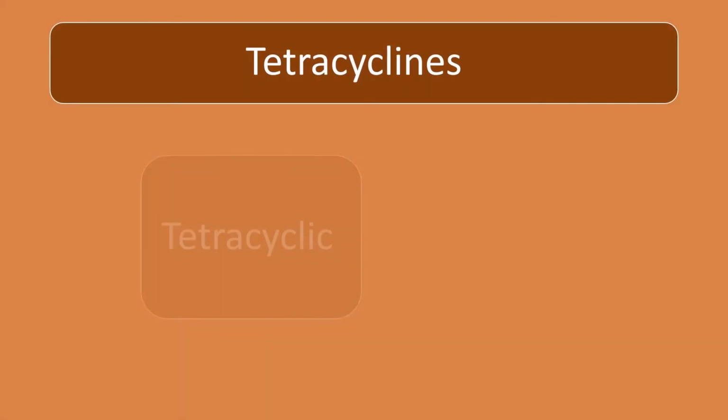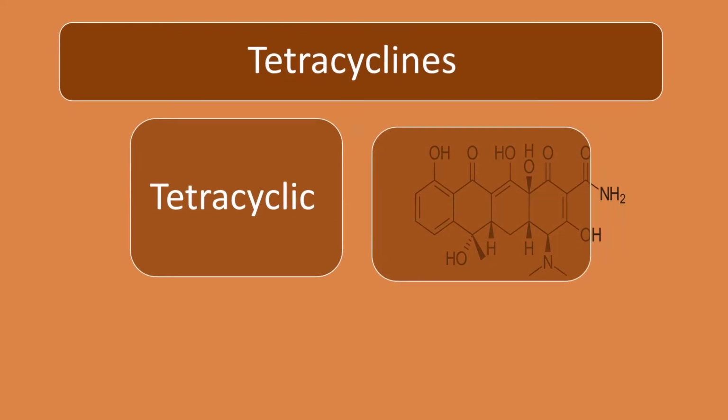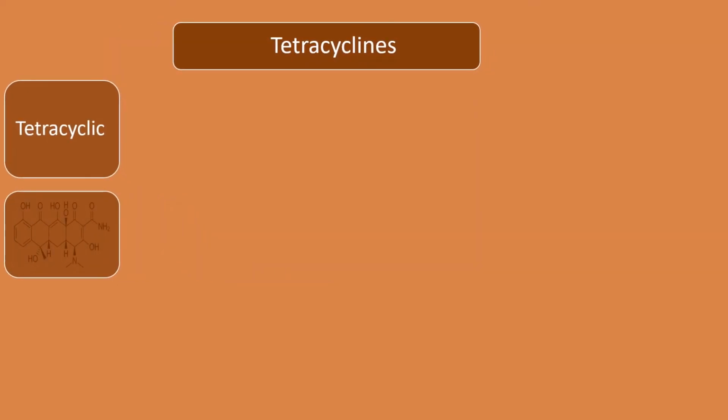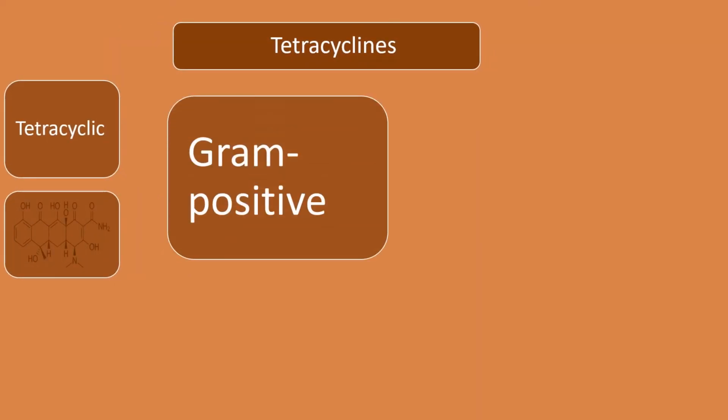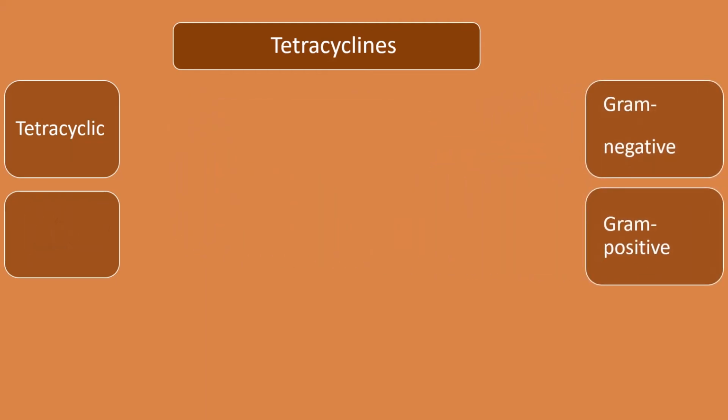Tetracyclines have 4 hydrocarbon rings. That's why they are called tetracyclines, because they have 4 hydrocarbon rings. Different types of tetracyclines can have different functional groups attached to them. This is what a tetracycline looks like. They have a very wide antimicrobial spectrum, including some cyanobacteria and some unicellular eukaryotes. They're effective against both gram-positive as well as gram-negative bacteria, and they are bacteriostatic.